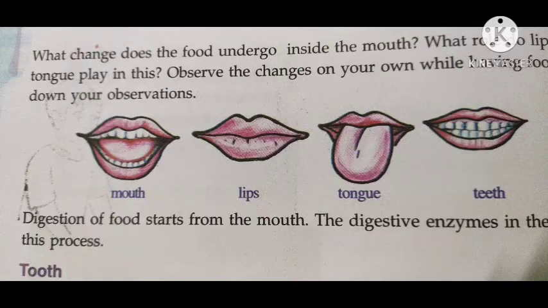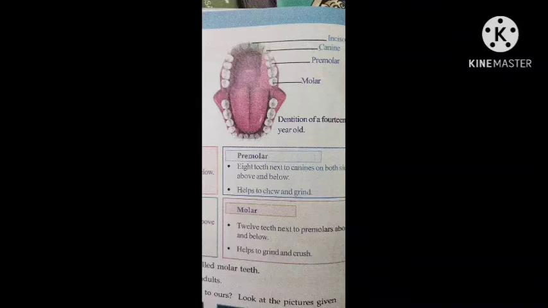Milk tooth and permanent tooth. Then how many milk teeth are present there? Yes, total 20. Then permanent teeth, there are 32 permanent teeth. Then what about tooth decay? What acid is responsible for tooth decay? Lactic acid. Okay, then write down all these points in your notebook.